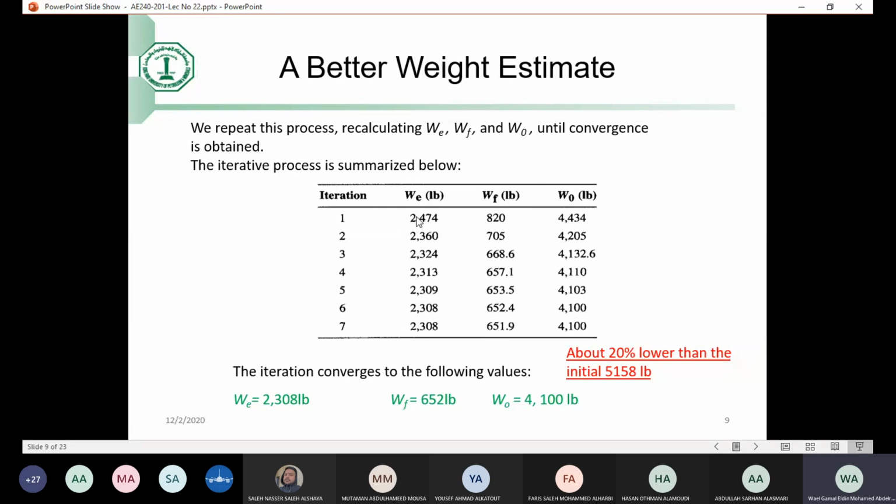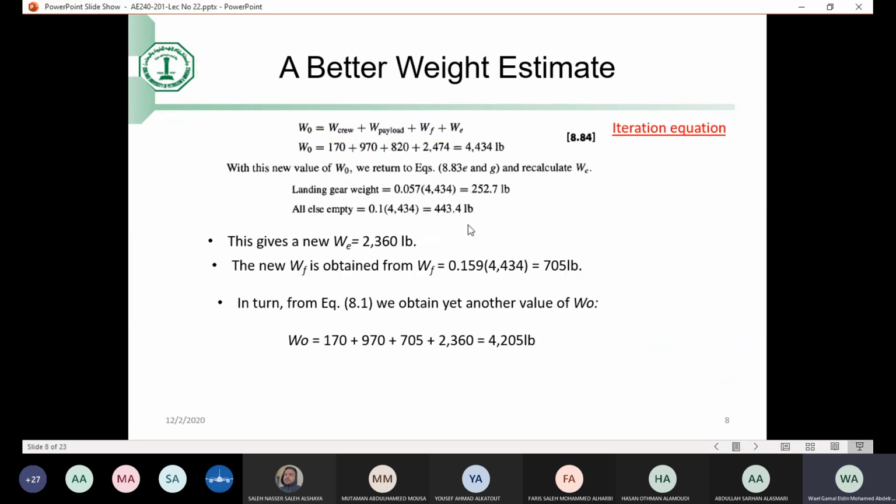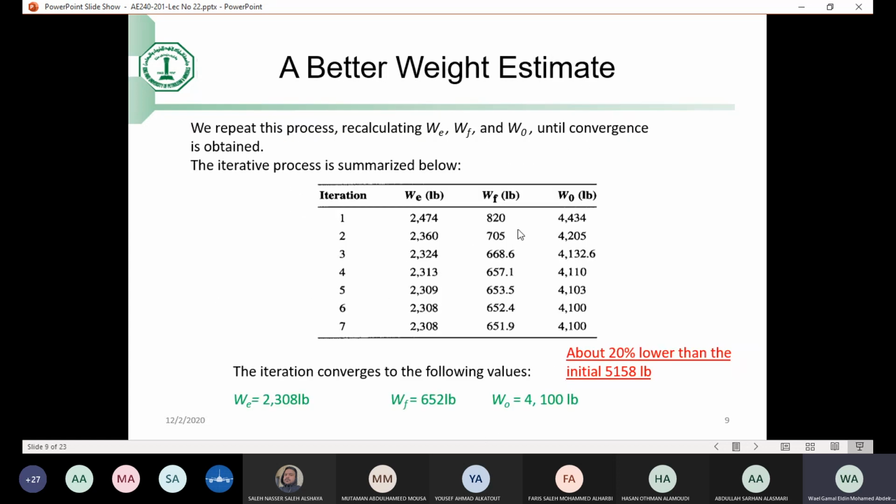So the empty weight of 2,474, that's what we got from here. The empty weight in here resulted with a fuel weight of 820, giving me a total weight of 4,000. This reduced weight brought the empty weight down because of the landing gear and all else, brought the fuel down, and this gives me 4,200. I will take the 4,200, it will change again. So things will go like this in an iteration until the numbers settle, and they settled on 4,100. They didn't change afterwards. Sometimes they settle in 2 lines, sometimes in 3, sometimes in 4.